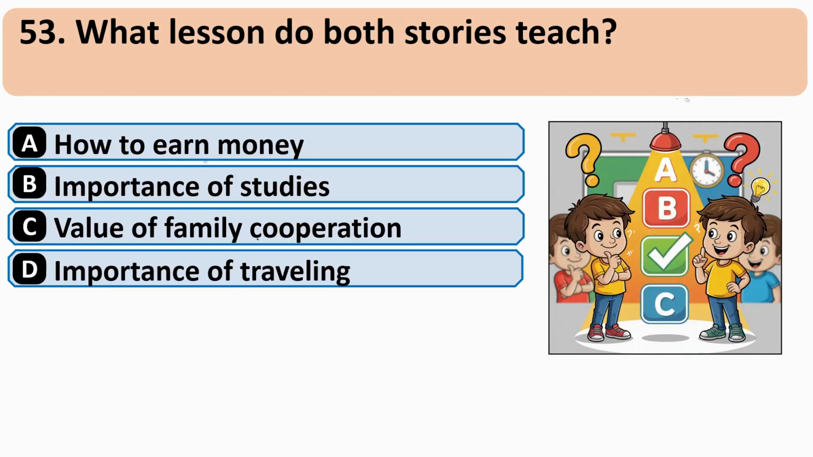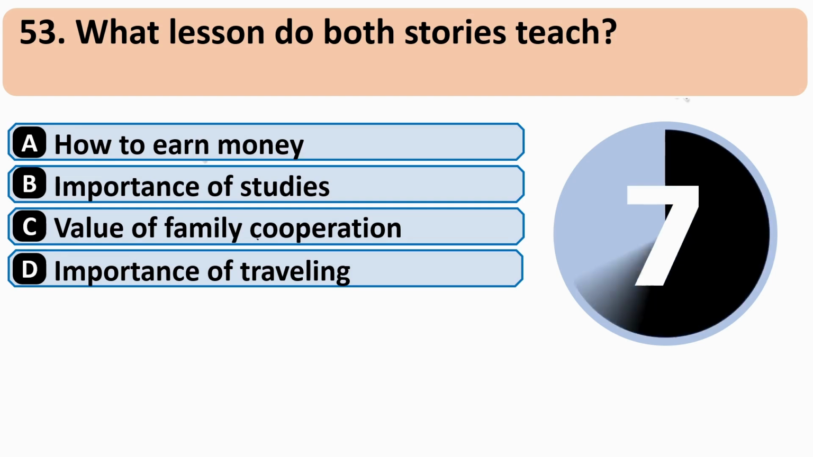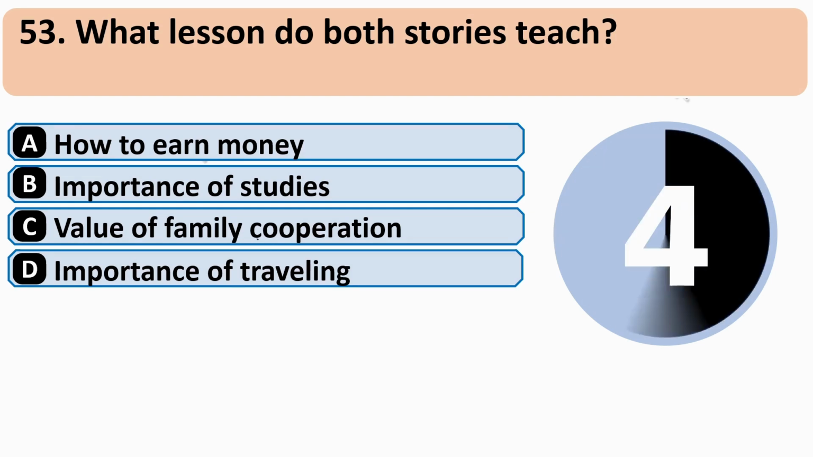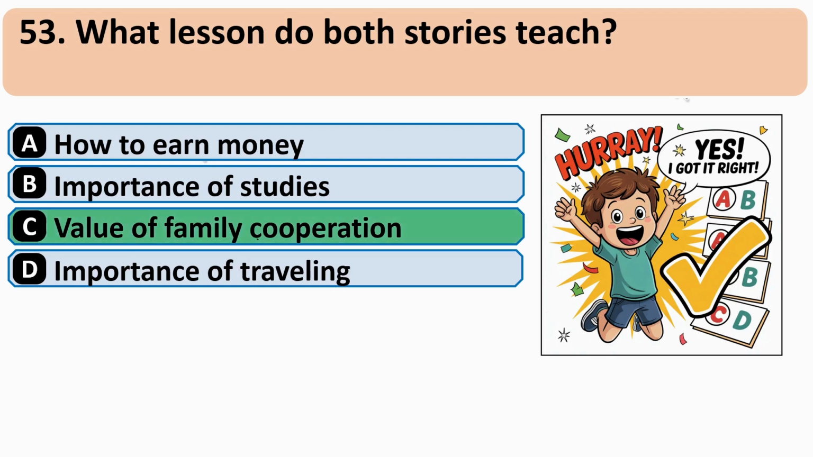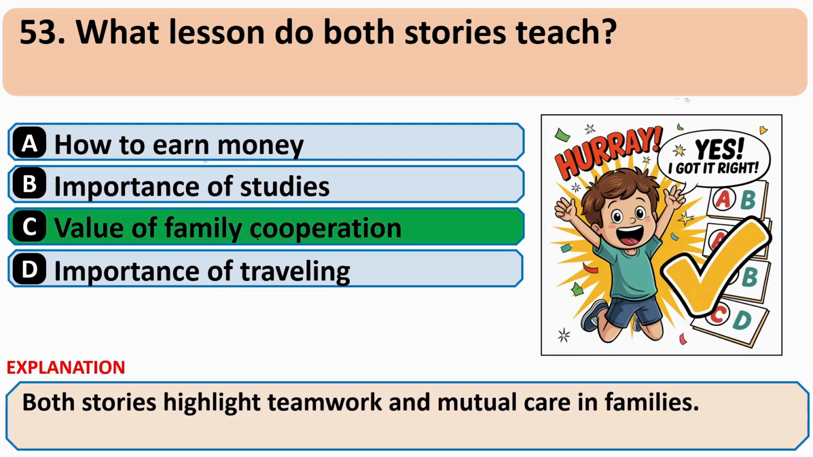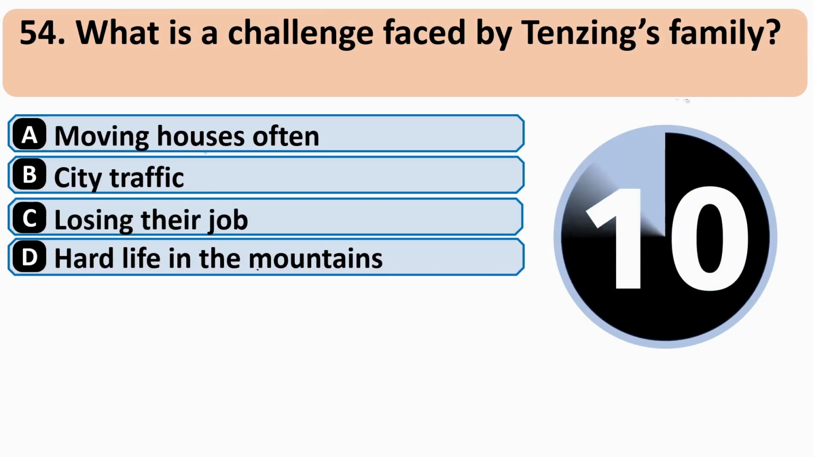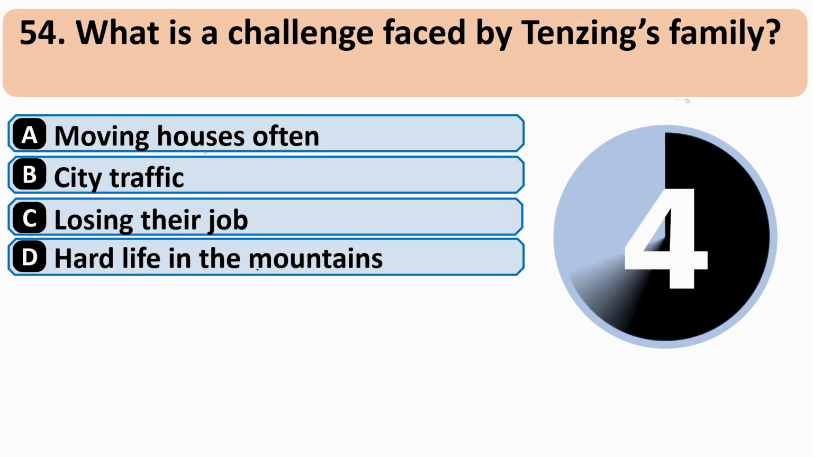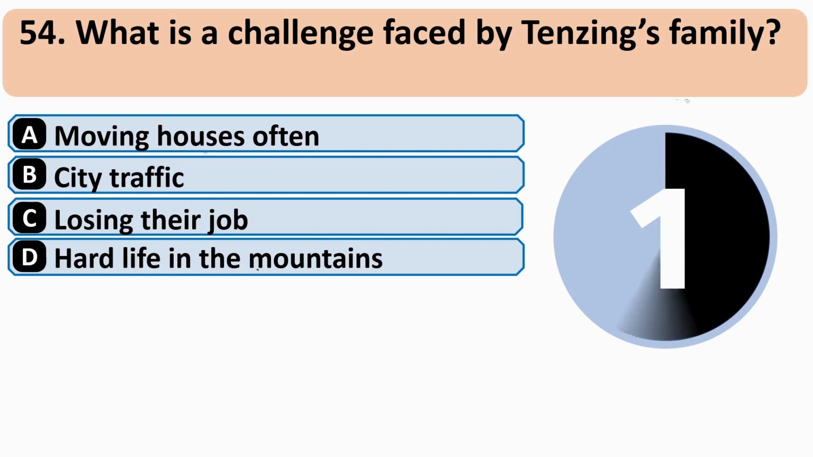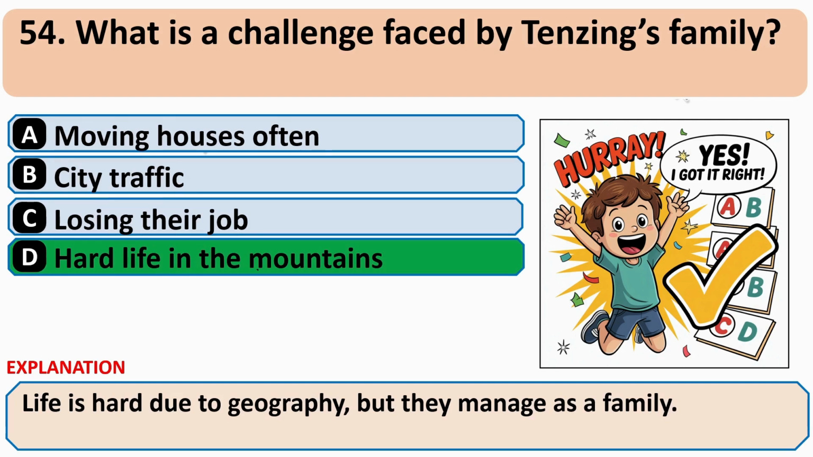What lesson do both stories teach? And correct answer is C, value of family cooperation. What is a challenge faced by Tenzing's family? And correct answer is D, hard life in the mountain.